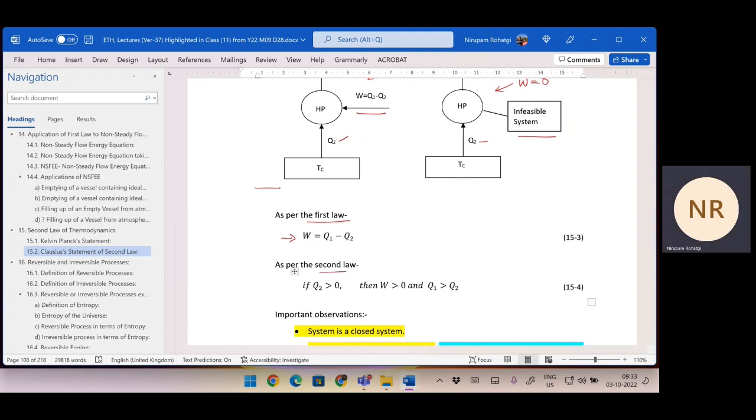Now, as per the second law, if Q2 is greater than 0, you can have a hypothetical case Q1 equal to 0, Q2 equal to 0 and W equal to 0. Suppose you have two reservoirs, one at hot temperature, one at cold temperature. You can have Q2 equal to 0, Q1 equal to 0 as well as W equal to 0. All are 0. That is possible.